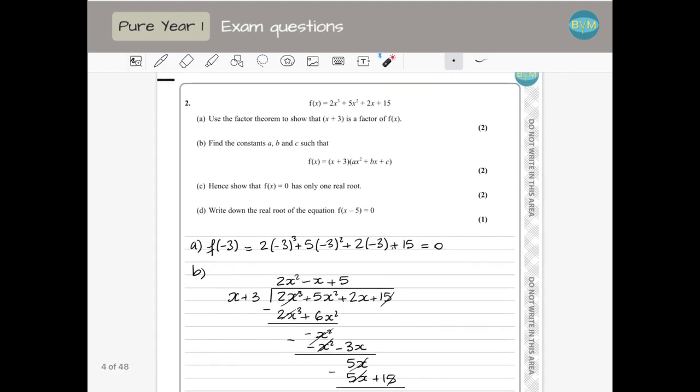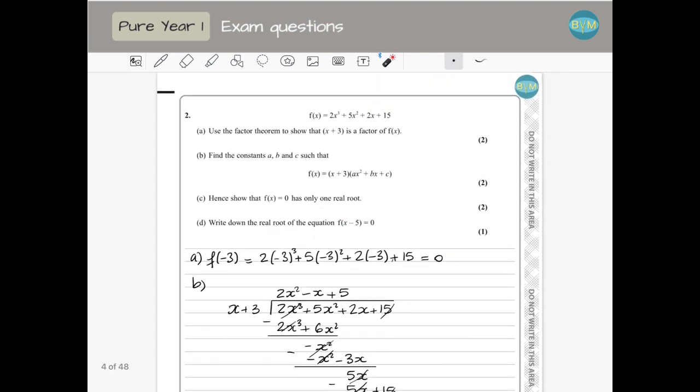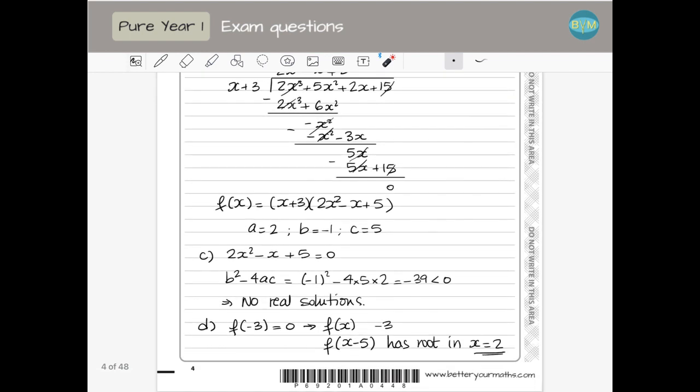And I don't need to give coordinates. They're just asking me for the real root, not the coordinates of the point that cuts the axis. So this is how we can think about it: f(x minus 5) is the same function, just translated 5 to the right. So my root has to be translated 5 to the right. And that's all.